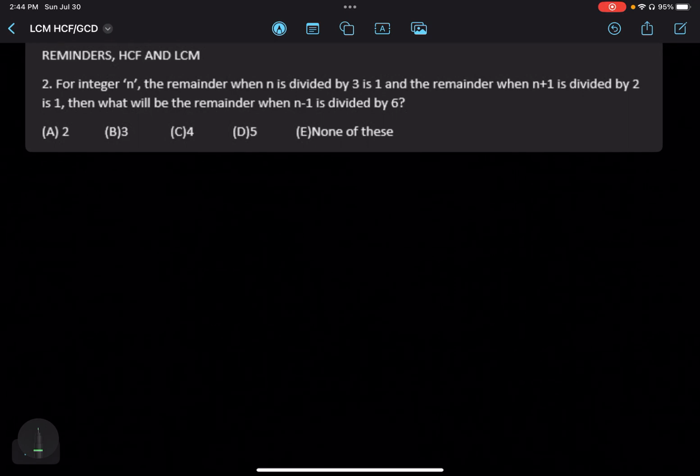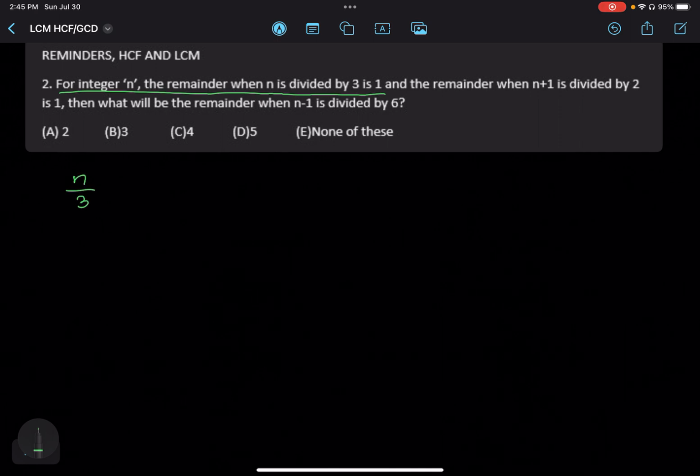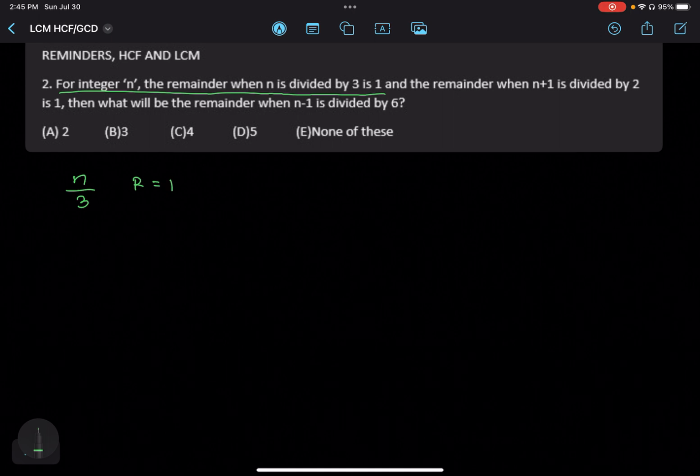Let's move forward with question number 2. And this question is also for the same part, which is remainders. Let's see the first part of the question. For integer n, the remainder when n is divided by 3 is 1. That means when we are dividing n by 3, the remainder we are getting is 1.